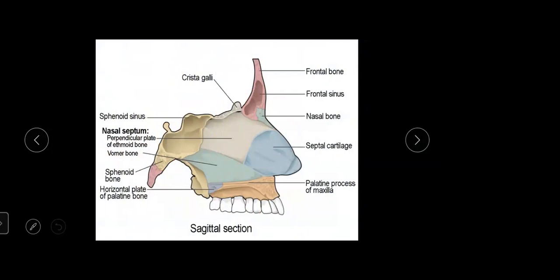Here's more demonstration. We see that the vomer forms the posterior inferior part of the nasal septum, while the other part is formed by the perpendicular plate of the ethmoid, and the remaining part is cartilaginous.